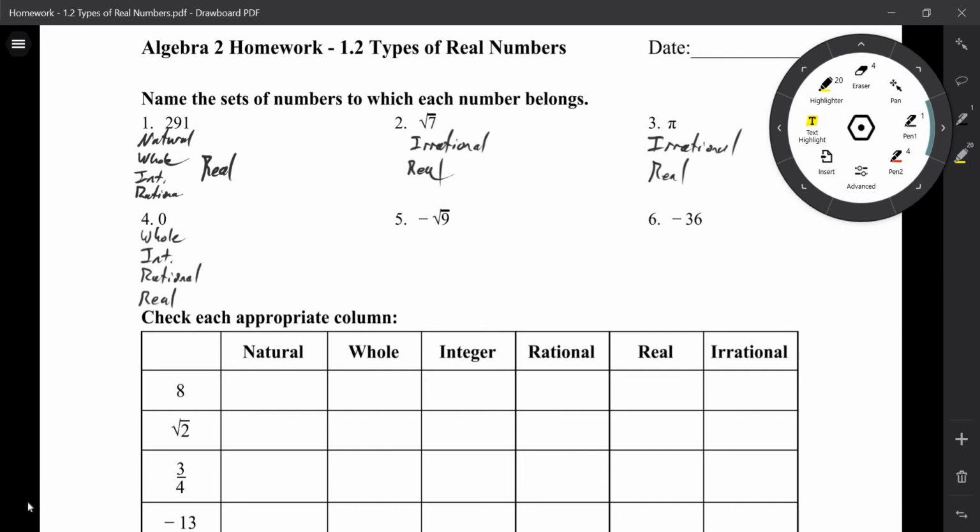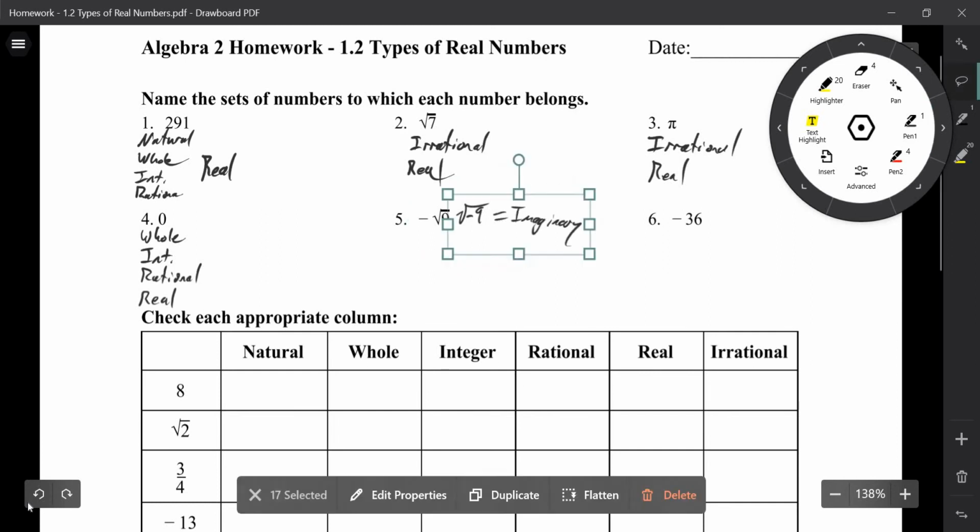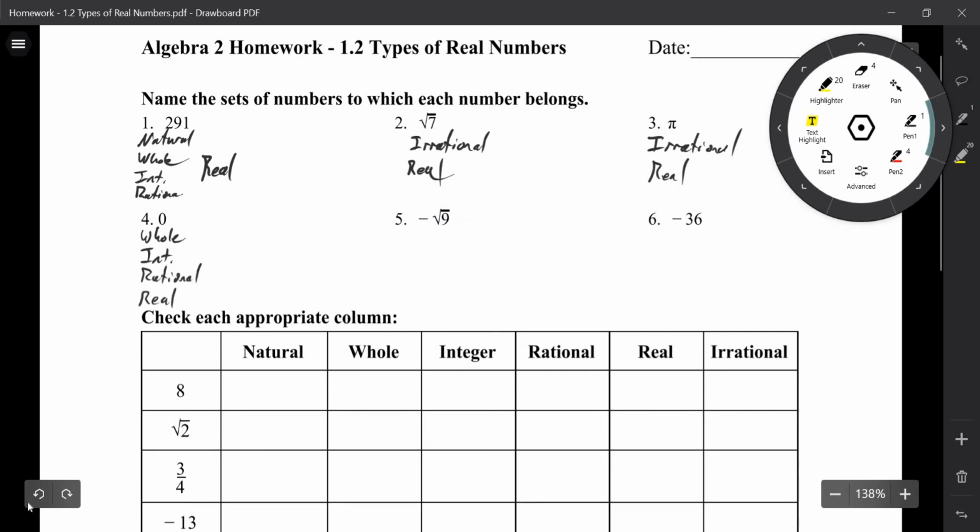Negative square root of 9. So that negative's out front, which means that this is not an imaginary number. If it were the square root of negative 9, that would be imaginary. But that's not what we're dealing with here. We're looking just at the negative of the square root of 9. Now, when you see square root, it's easy to jump straight to the conclusion that it's going to be an irrational number. But this is not the case here, because the square root of 9 is just 3. So what we're looking at here is really just negative 3.